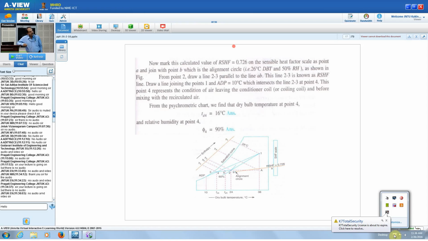Draw a horizontal line, parallel. The line is line AB. Then you will use the actual room sensitivity factor line.